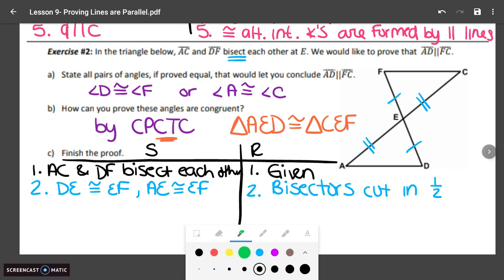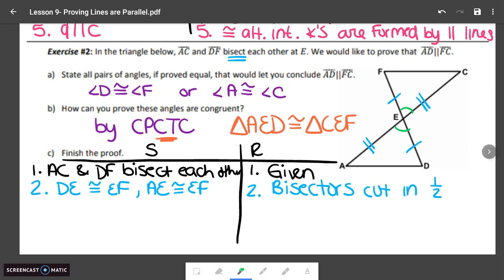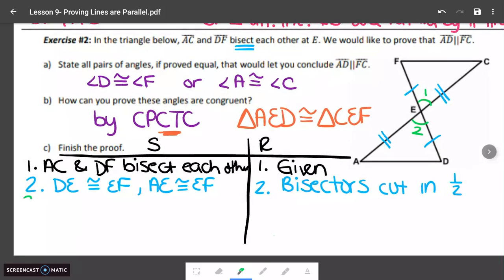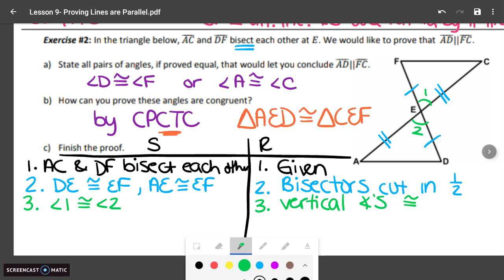I also know anytime I have intersecting lines like this, I have vertical angles. So I'm going to label them 1 and 2 because I definitely can't call it angle E twice, there's too much going on there. If I wanted to label them with the 3 letters like DEF, DEA or CEF, that would be fine. But since I labeled it, this is fine. So we know vertical angles are always congruent. Anytime you see the intersection, we can prove those. And that's my third check.